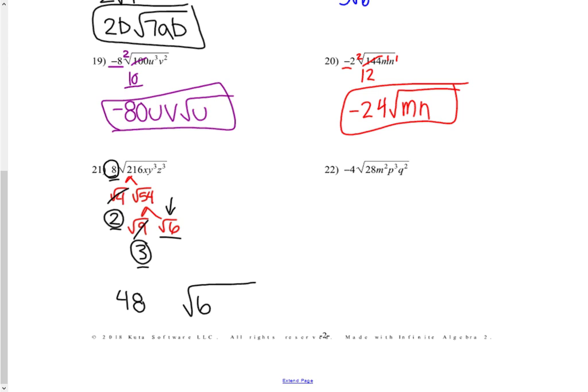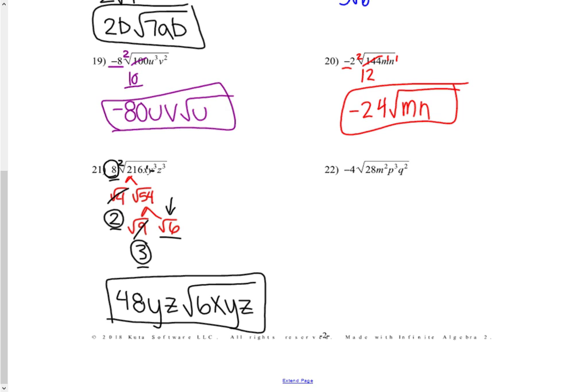When I go to simplify my variables, I have x to the first power. Well, 2 can't go into 1, so my x is stuck underneath the square root. 2 does go into 3. It goes into it 1 time, so I can bring 1y out, and I'll have 1y left over. 2 goes into 3 also for the z 1 time, so I have 1z can come out, and 1z is left over.